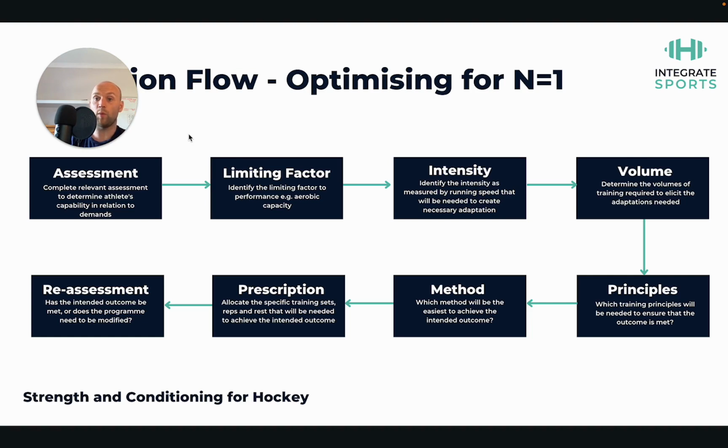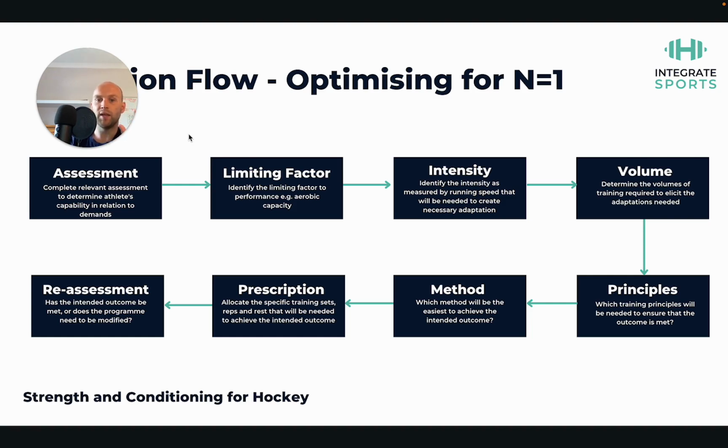We then identify what the limiting factor to performance is. And in this case, we'll say that their maximum aerobic speed score hasn't met the standard that we're looking for at that point in time. Let's say we're looking for something like a 4.4 meters per second and this athlete's only hitting 4.2. Then the limiting factor is this, because their maximal speed is very, very good.